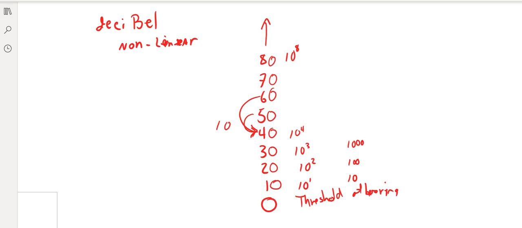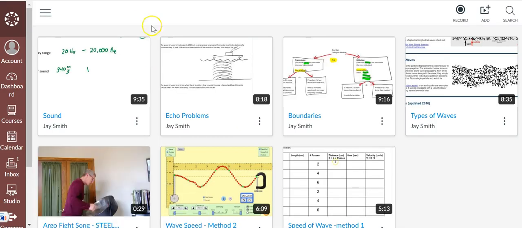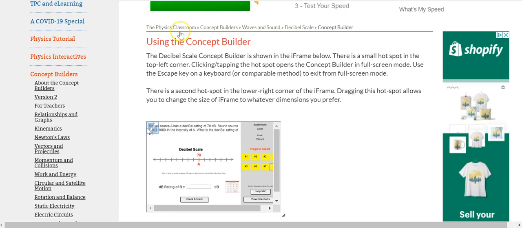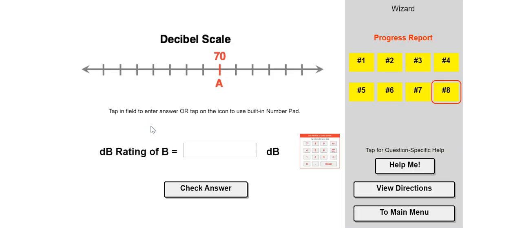That is 100 times bigger. Okay? So there's a simulation I want you to use, the Google one, on the decibel scale here. These problems are pretty easy. Say the decibel rating is 70 decibels. A sound source is 1/1000th the intensity. What is that decibel rating?